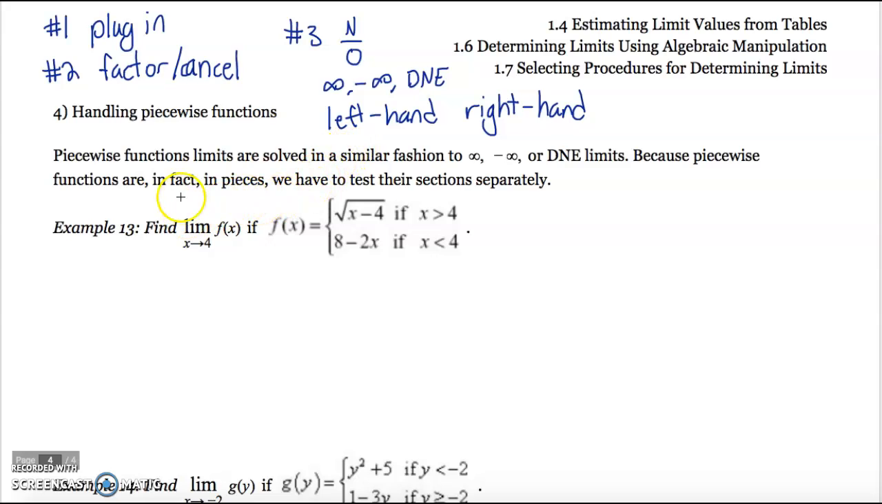Now we're going to solve piecewise functions in a similar fashion. We are going to be testing the left-hand and right-hand limits because, as you can see, this function, for example, is broken up into two pieces: greater than 4 and less than 4. So we'll have to do our left and right-hand limits. But for piecewise functions, you could get actual numerical answers. Up here, our only options were infinity, negative infinity, or DNE. That's not true for piecewise functions. I just want to make that distinction right off the bat.